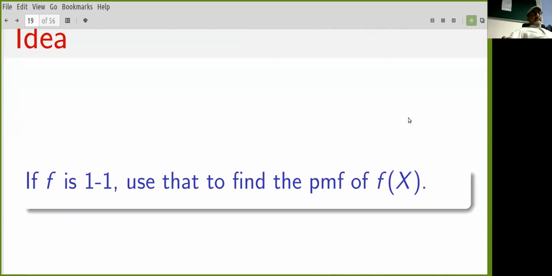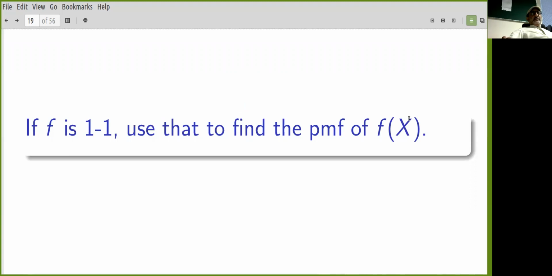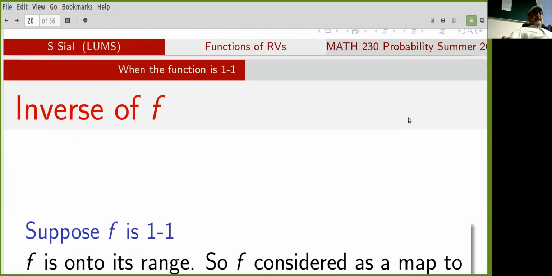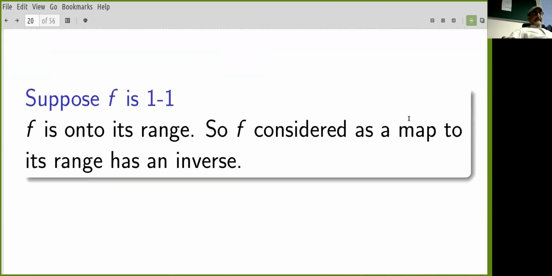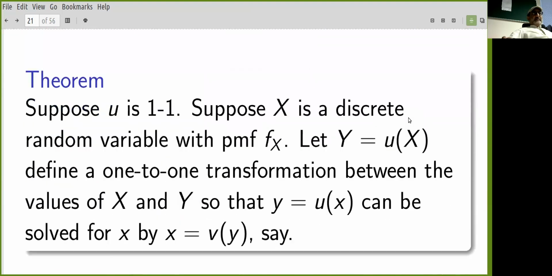Okay, so here's the idea. If f is 1-to-1, then that fact can be used to find the PMF of x. Basically, you're going to be looking at the inverse of f to do this.